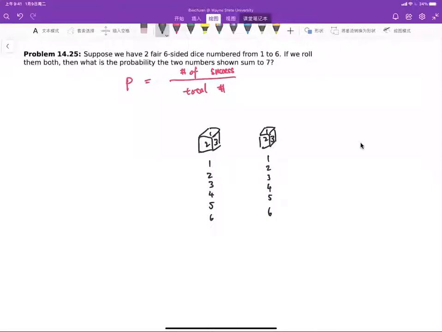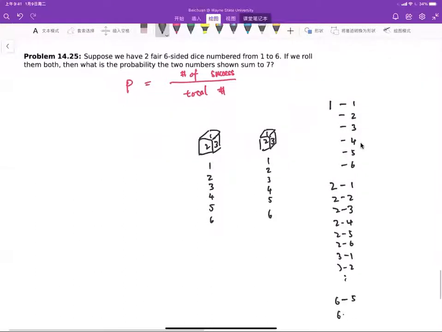To use a tree, we have 1,1, 1,2, 1,3, 1,4, 1,5, 1,6. Then 2,1, 2,2, 2,3, 2,4, 2,5, 2,6. Then 3,1, 3,2, and so on. The last one will be 6,6. This is how we list all of the possible outcomes by a tree.